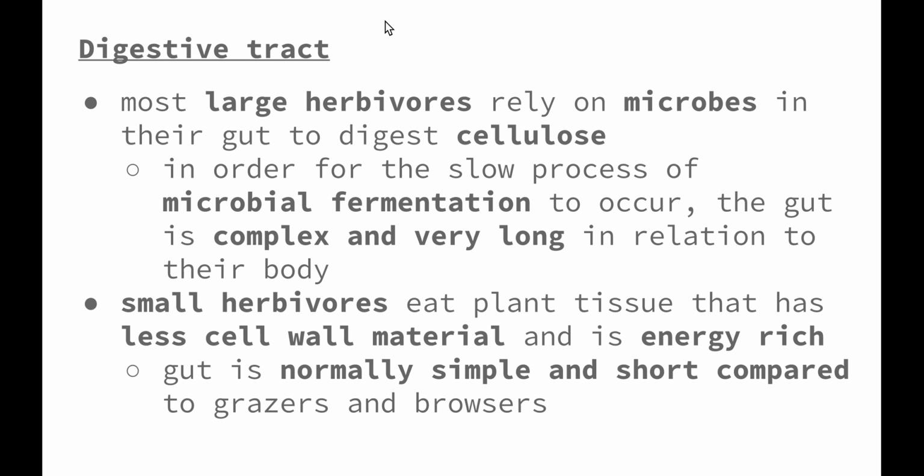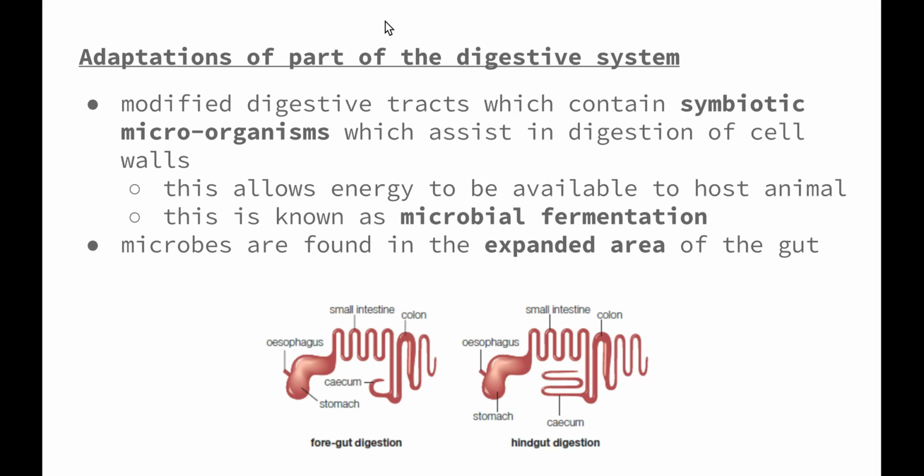Small herbivores usually eat plant tissue that has less cell wall material, like grasses, and is usually a lot more energy rich than leaves and starchy plants that we mentioned earlier. The gut is normally simple and short in comparison to the grazers and the browsers. However, in comparison to carnivores, it is still quite long in comparison to the overall length of the body, which is something that we need to make sure that we establish throughout this video.